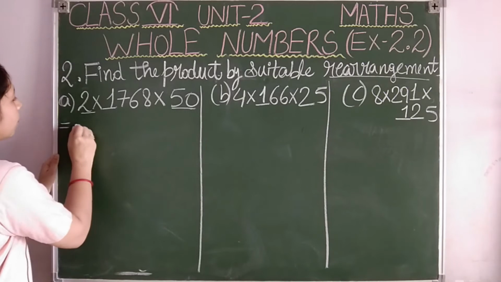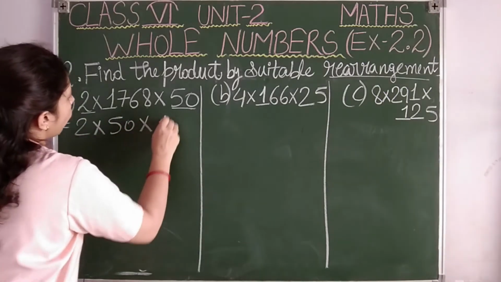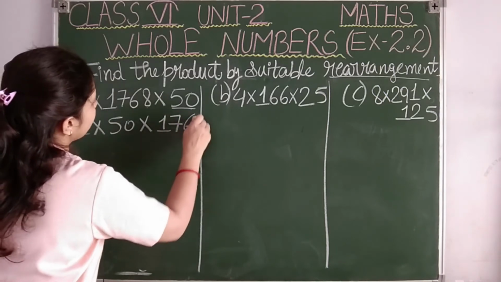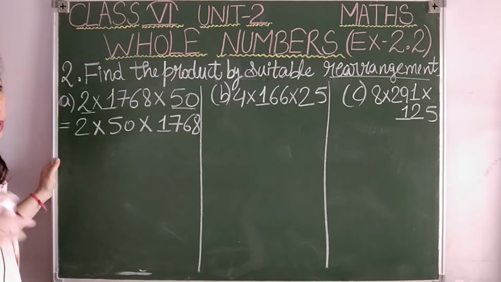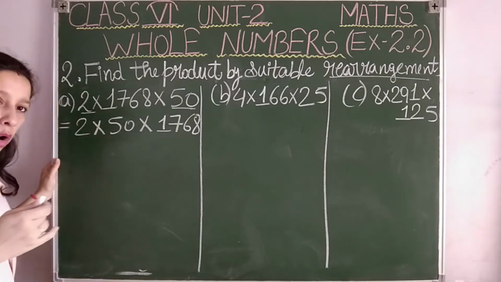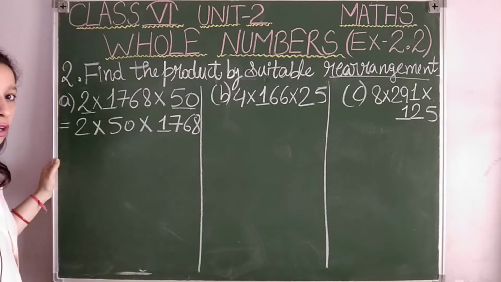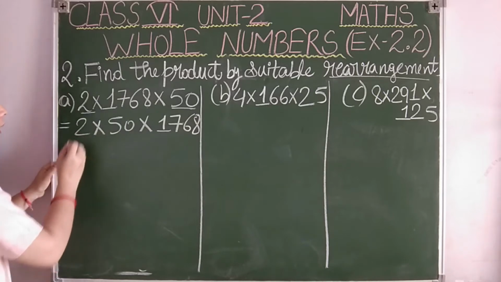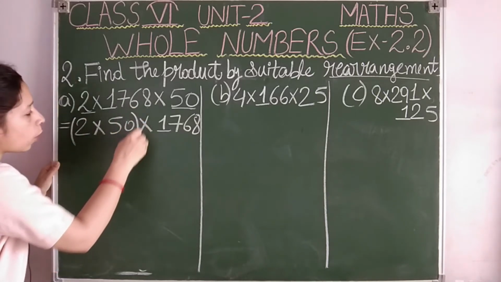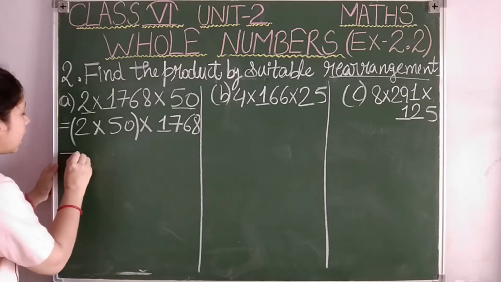So I will write here 2 multiplied by 50 multiplied by 1768. Which property we have used here students? If I change the order, that means commutativity property. Again and again I am not writing the properties, but it's your work, write the property. Okay, I am telling you, you have to write the property in your notes. It is commutativity property. Okay, after using commutativity property, I have used associativity property. I have formed the group of these two and I will multiply them.